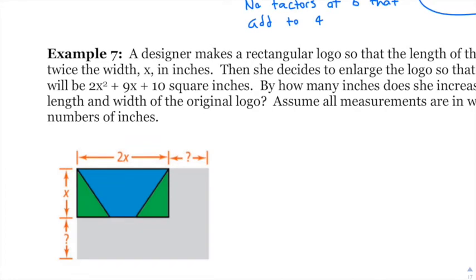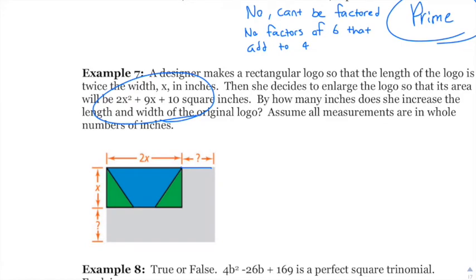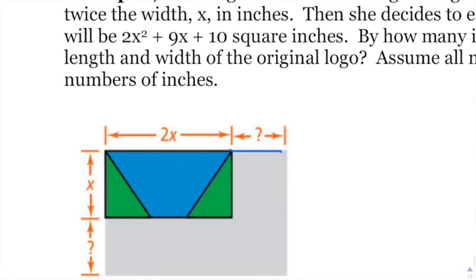Okay, so here's the original shape. That's 2x by x, and now we have to figure out what additional thing we need to increase it by to get this area to be 2x squared plus 9x.